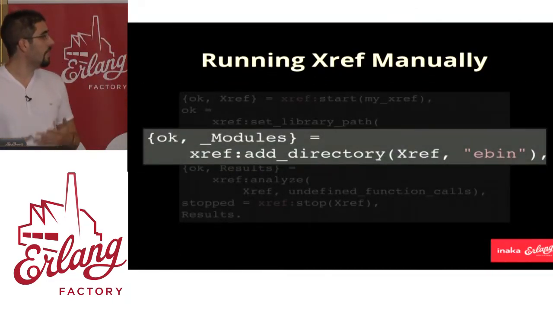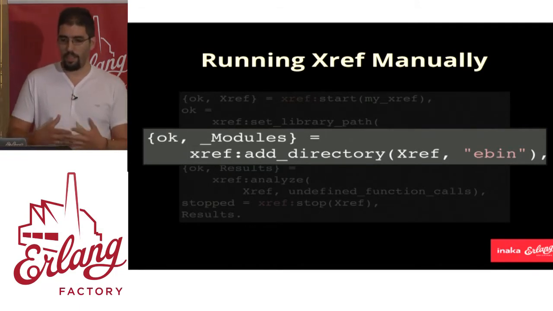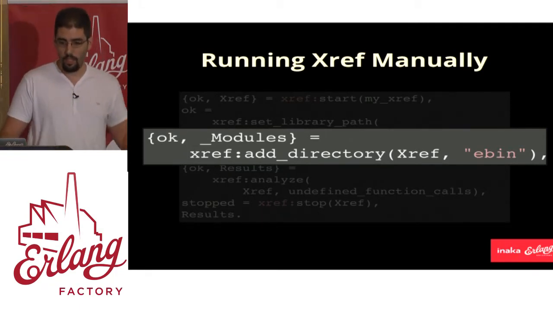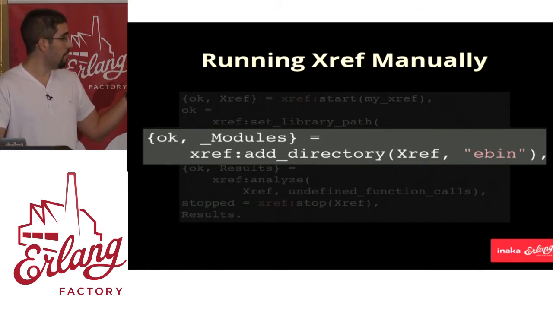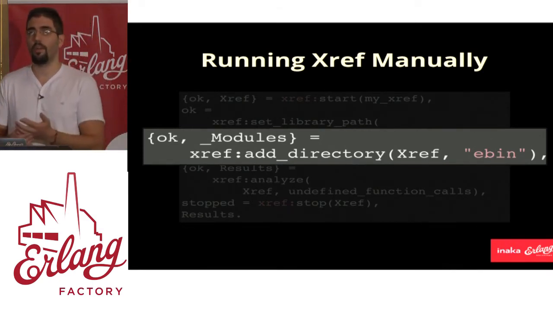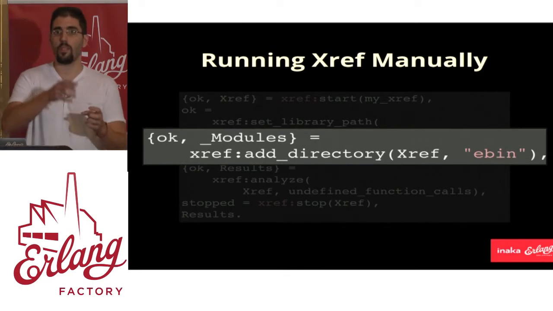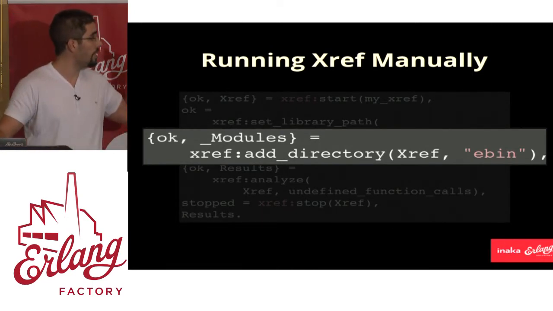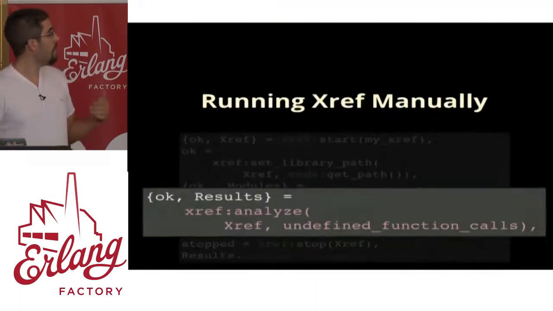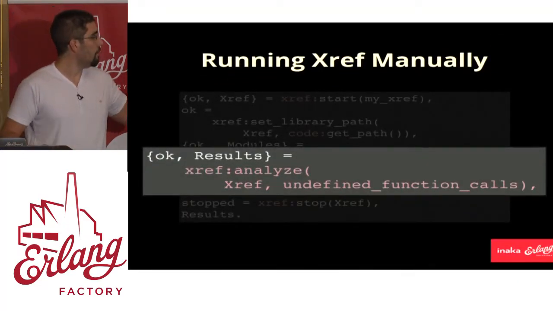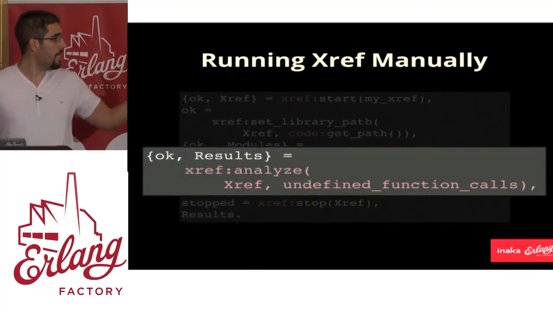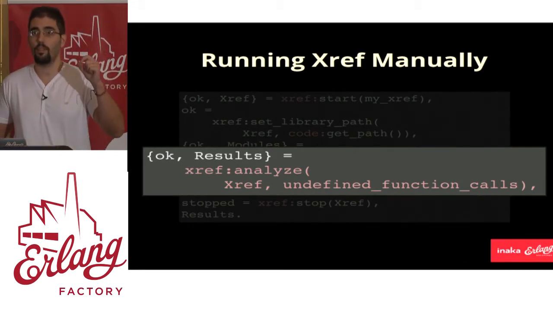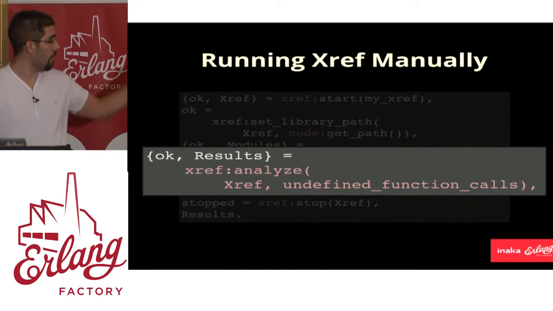Then you have to tell xref what it should check, or where the bin files are that it should check, usually in the ebin folder. But if you have a node structure with different apps, each one with its ebin folder, you have to do that one by one. Then you get to the point where you can run an analysis, but you have to run each kind of analysis by itself, one at a time.